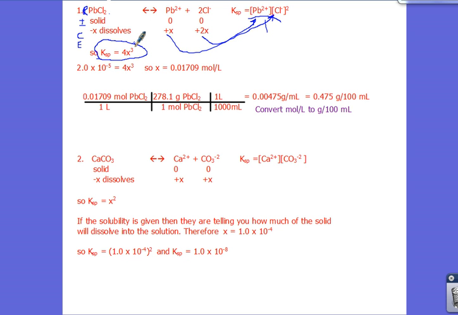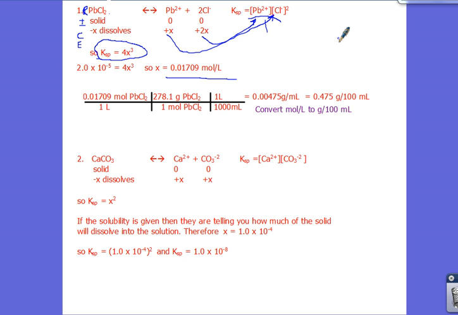Now your problem says that the KSP is 2.00 times 10 to the negative fifth. So the KSP is 2.0 times 10 to the negative fifth. That's equal to 4x cubed. Therefore x is equal to 0.01709. Those are the moles of lead chloride that will dissolve into a liter of solution. Moles that will dissolve into 1 liter.